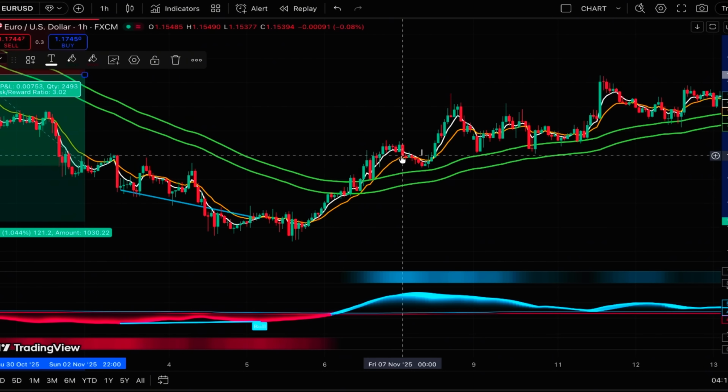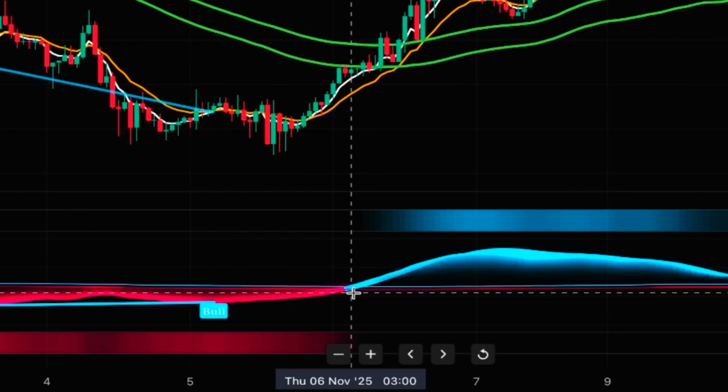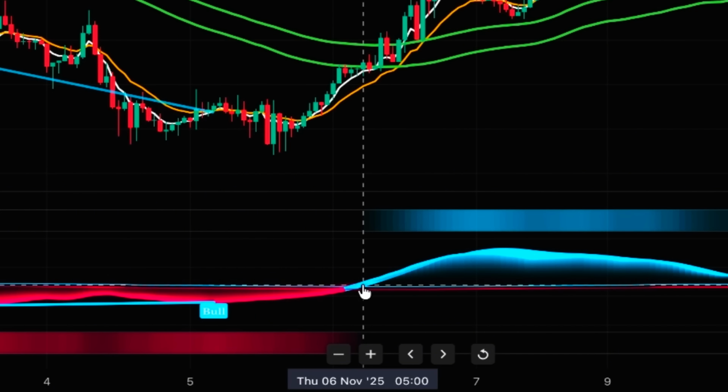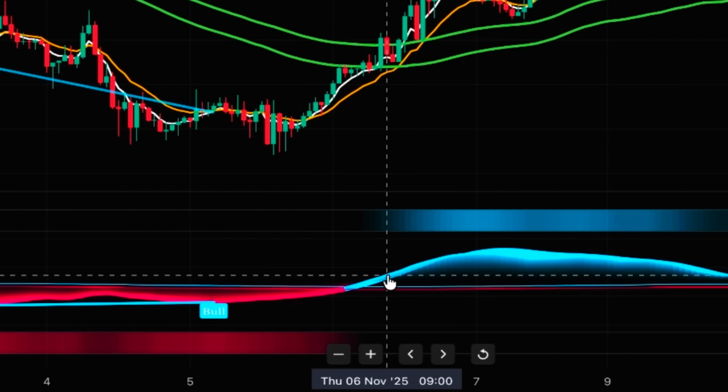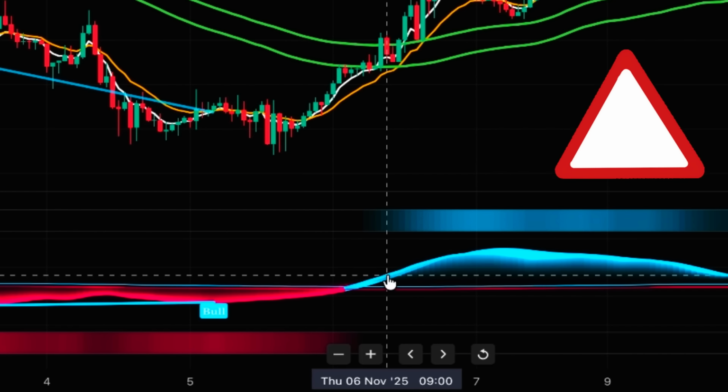In the first step, our focus is on RSI line. When RSI line goes above the center line and becomes blue, this is an early signal that probably we're going to have an uptrend. But this is not enough and we need more confirmation.